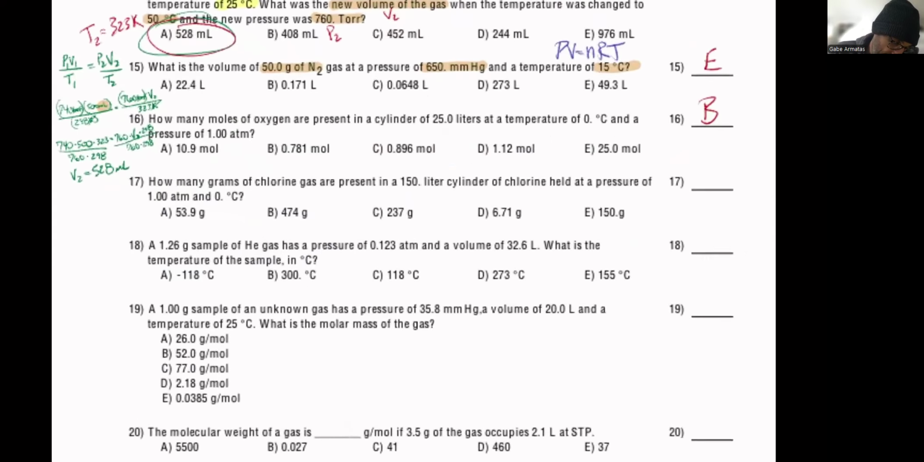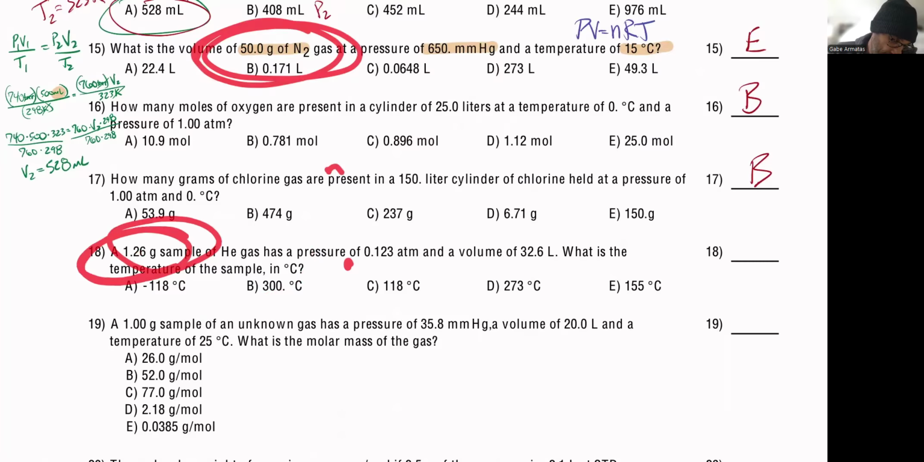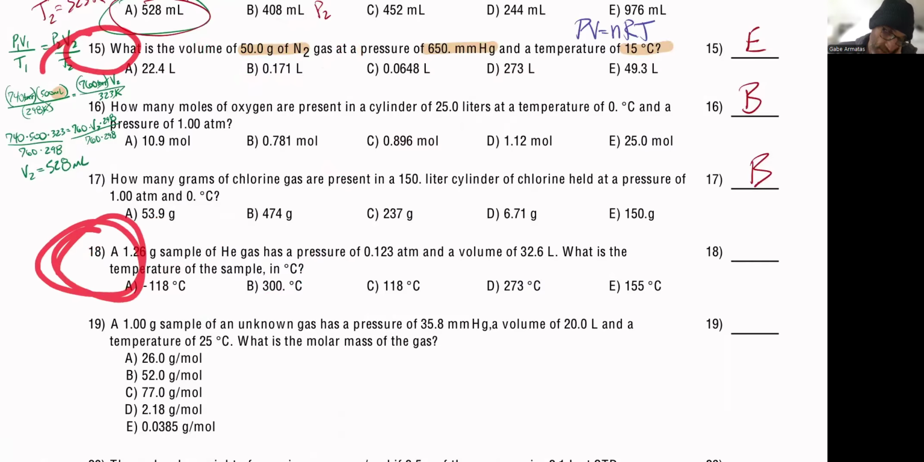So again, sometimes you can just write out the equation and see what information you have and what you don't have and solve it that way. All right, next one. A 1.26 gram sample of helium at a pressure of 1.123 and a volume of 32.6. What is the final temperature of the sample? So I'm going to skip over this one. You are going to solve this one the same way we solved the previous one, because I am given mass here. So I'll leave it at that.